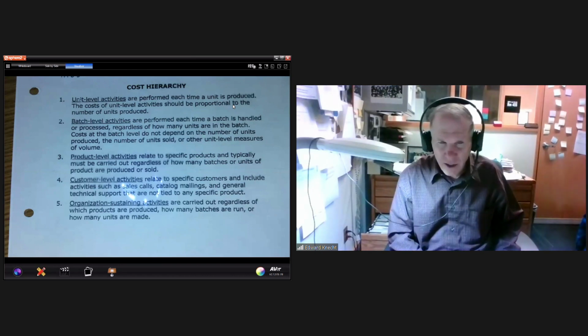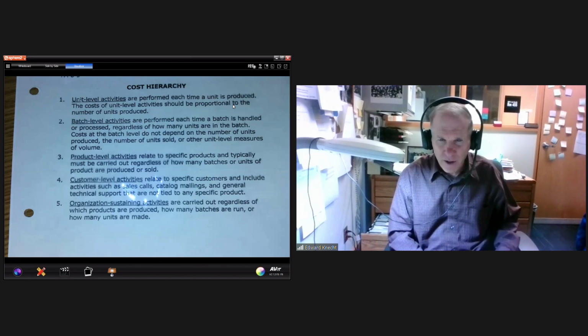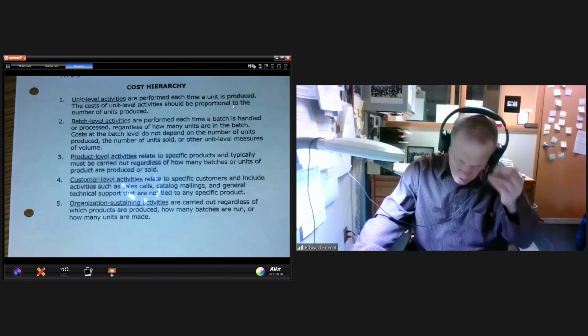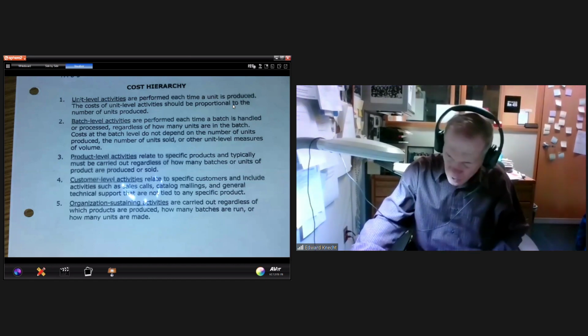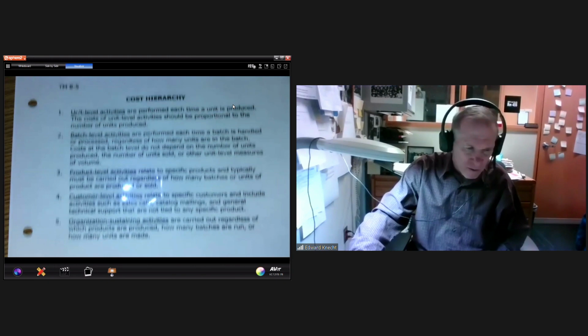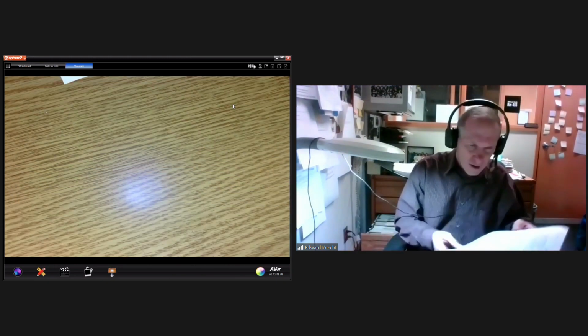And lastly, organizational sustaining activities are carried out regardless of which products are produced, how many batches are run, or how many units are made. So we're kind of stuck with those organization sustaining activities. And so those costs we're not really going to assign.